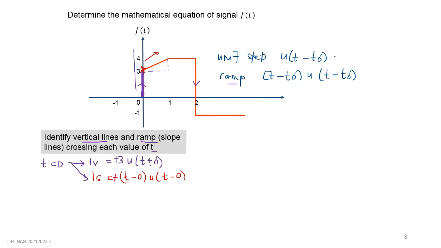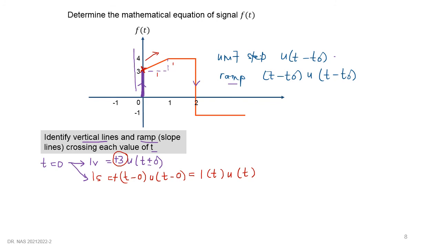And what's still missing is the gradient. For vertical lines you have the amplitude, but for a slope or ramp, you need to consider the gradient. The gradient equals y over x. Here y is 1 and x is 1, so the gradient equals 1. So it's 1 t u(t). Okay, any other lines connected to t equal to 0? No, only 2 lines.